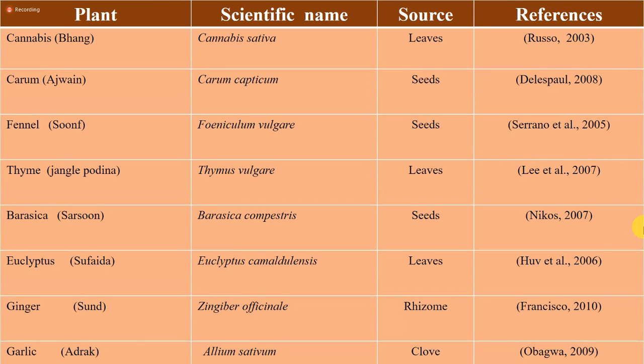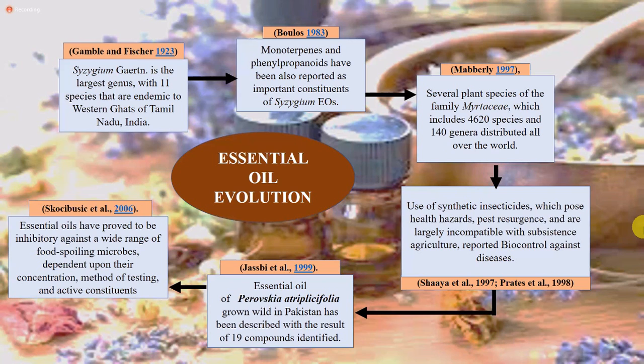The most important thing is that not all parts of the plants secrete or have essential oil, such as cannabis leaves, cardamom seeds, fennel seeds, thyme leaves, brassica seeds, eucalyptus leaves, ginger rhizomes, and garlic cloves. So we use these for the management of plant diseases, especially post-harvest fruits.